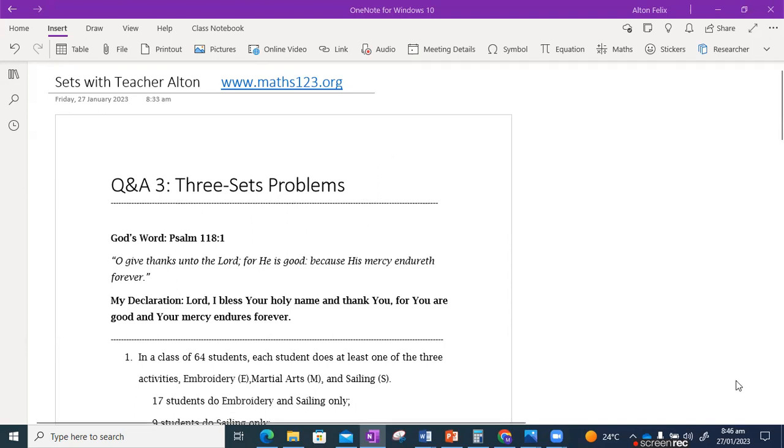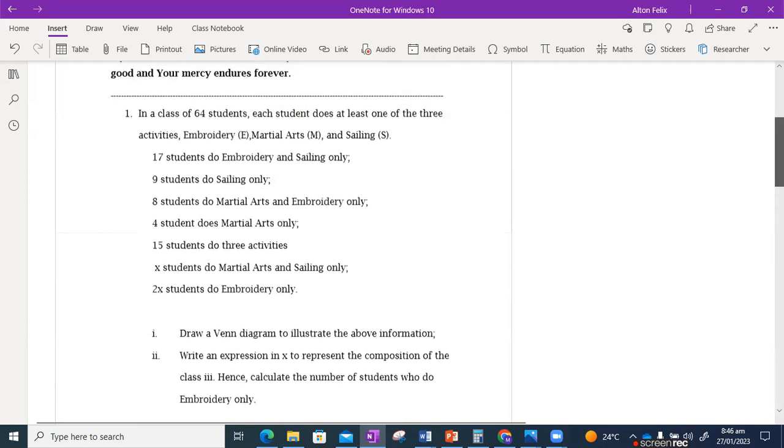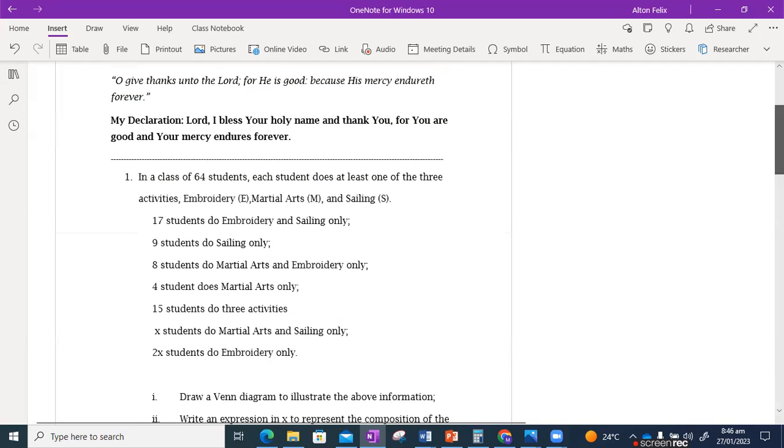Let's look at question 1. In question 1, we are looking at a class of 64 students, and we are told that each student does at least one of the three activities: embroidery, martial arts, and sailing. 17 students do embroidery and sailing only, 9 do sailing only, 8 do martial arts and embroidery only, 4 do martial arts only, 15 do 3 activities, and X students do martial arts and sailing only, 2X students do embroidery only, right?